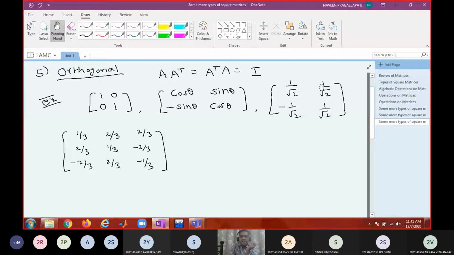What is the dot product of these two vectors? 1 by 2 minus 1 by 2, 0. What is the dot product of these two vectors? 0. Dot product of these two vectors also 0. So what is the second observation? Any two column vectors, when the dot product is 0, then what are those two vectors called?